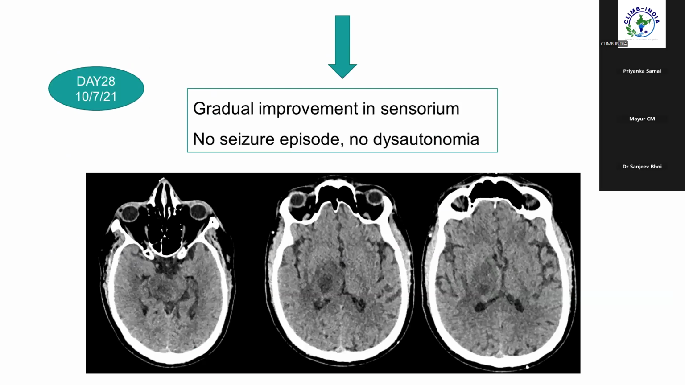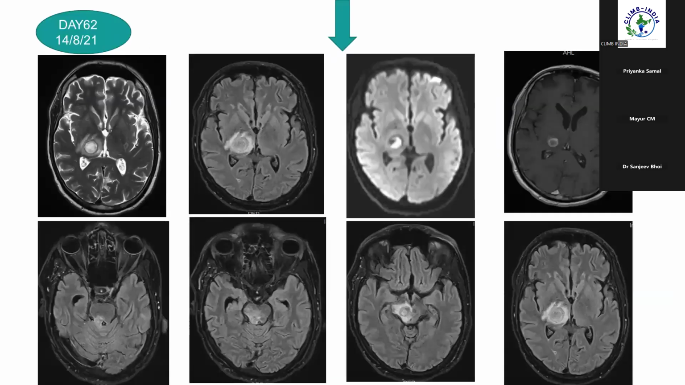There were no further seizure episodes or dysautonomia. This was the repeat CT done after 28 days of admission, which showed a decrease in the lesions over the same regions of the right thalamus, up to the midbrain. You can see the lesion load has slightly decreased. On day 62, about 42 days after the initial admission, we can see the lesion on the right thalamus extending up to the midbrain has significantly reduced and its mass effect has come down.